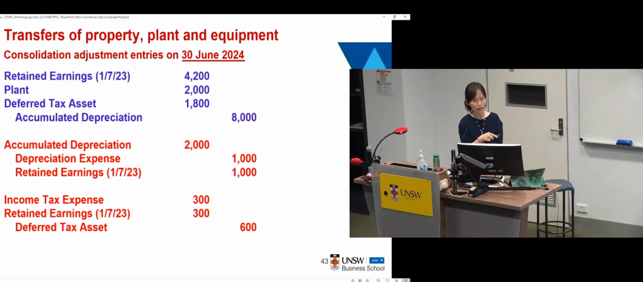Accumulated depreciation in year 25, 3,000. Depreciation adjustment still 1,000. Retained earnings 2,000. Income tax 300. Retained earnings 600. DTA 900. That's right. Okay.